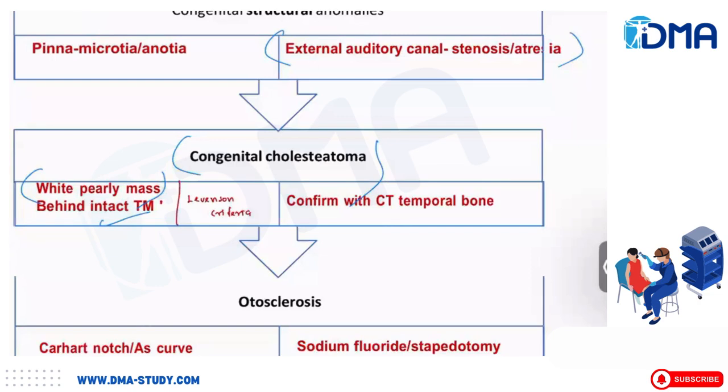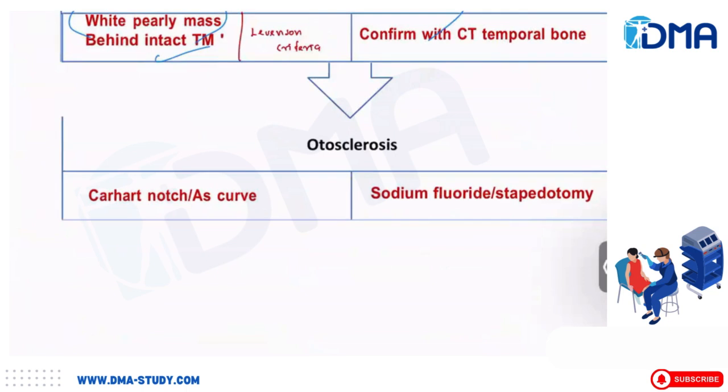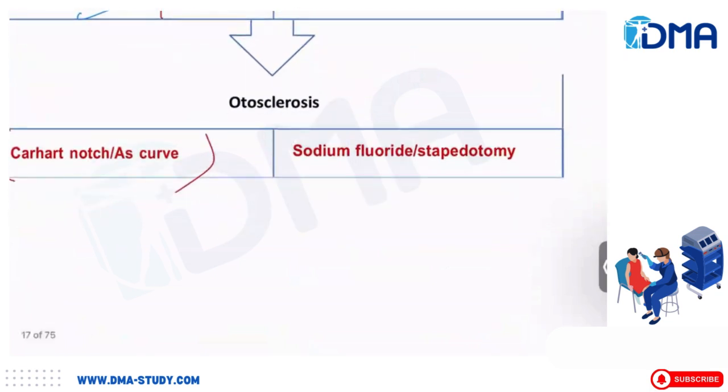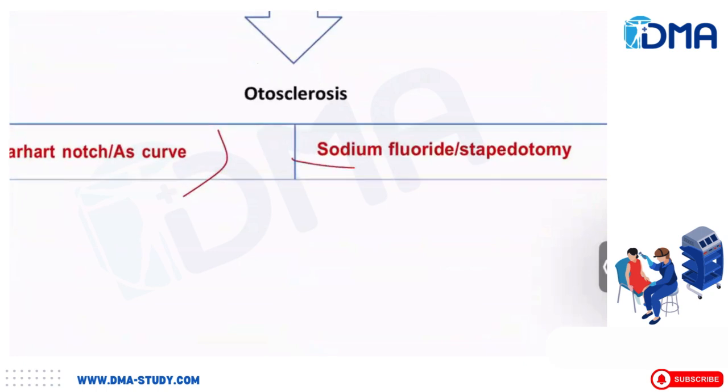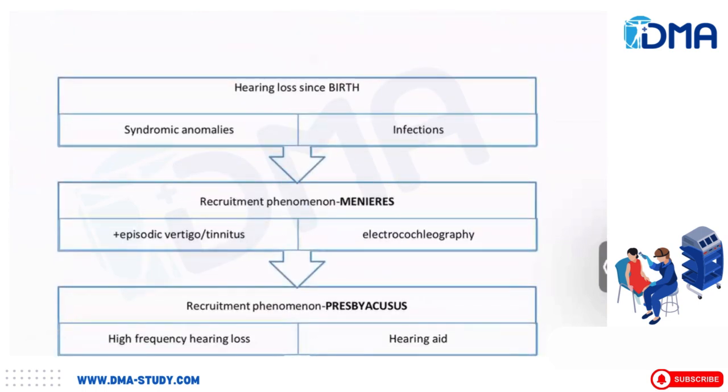Okay, fine. Now, otosclerosis. The patient will be having Carhart notch positive in audiogram and AS type of curve. So with AS type of curve in impedance audiometry, the patient is confirmed of otosclerosis. I have told you otosclerosis affects commonly females, bilateral conductive hearing loss, AS type of curve, Carhart notch positive. The treatment for this patient is you could start giving sodium fluoride. If it is not effective, give stapedotomy. Okay, it's a surgical procedure to replace the affected stapes footplate.